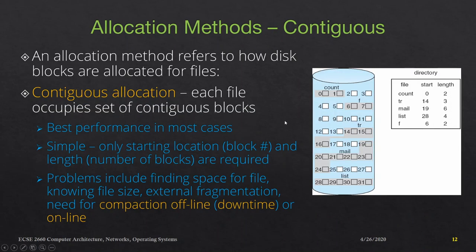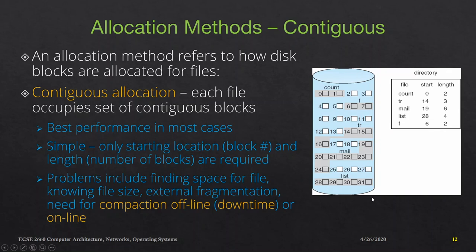Next we'll take a look at allocation methods. We are essentially going to go through three different methods of allocating disk space to files. We'll talk about contiguous, then we'll talk about linked list, and then we'll talk about indexed allocation. Allocation method refers to how disk blocks are allocated for files.